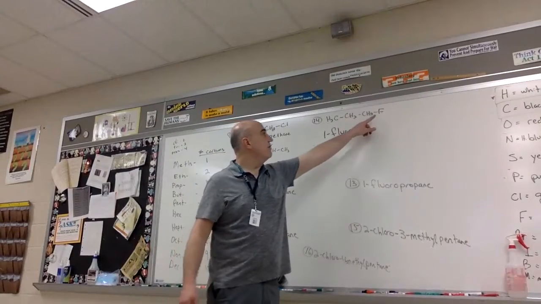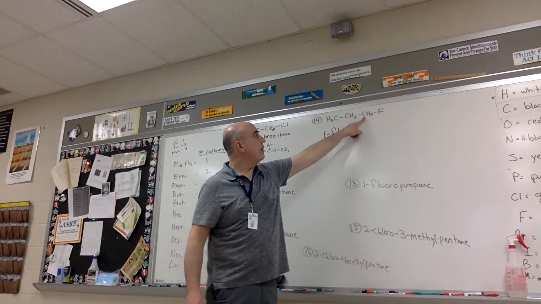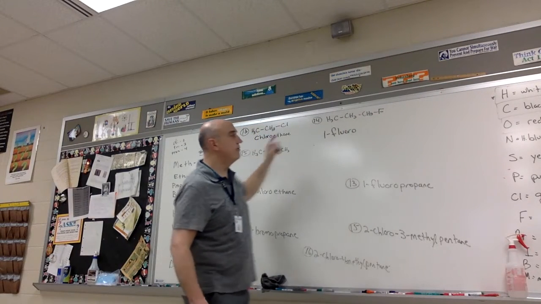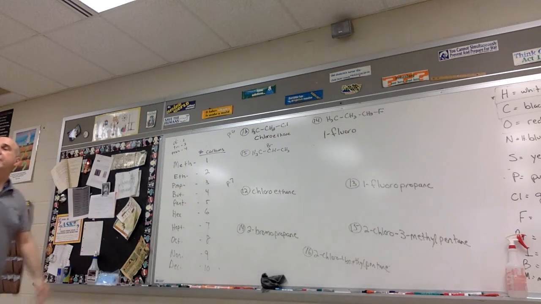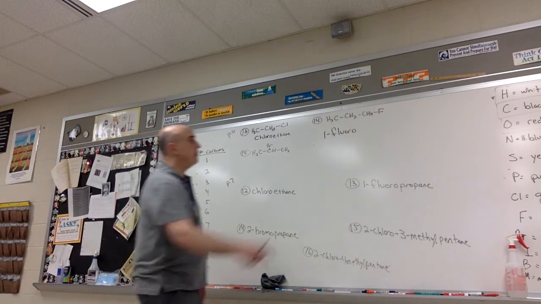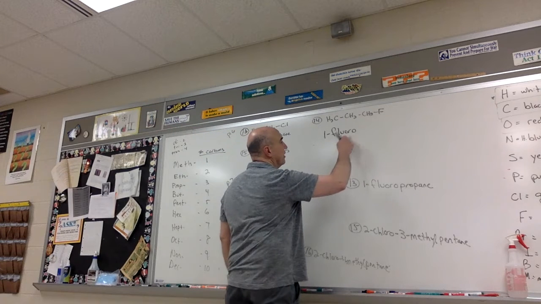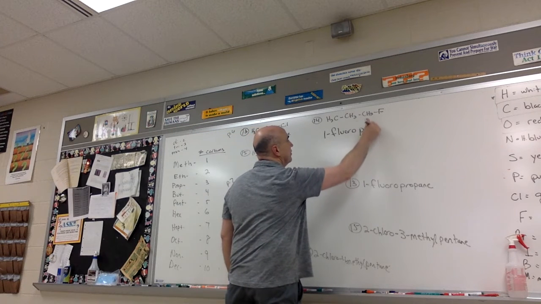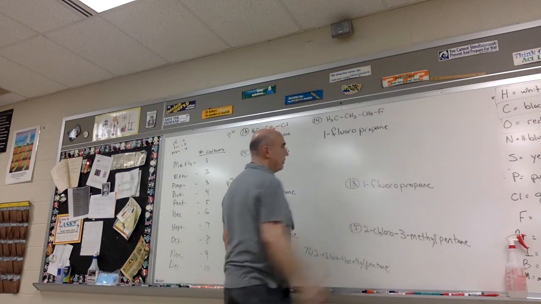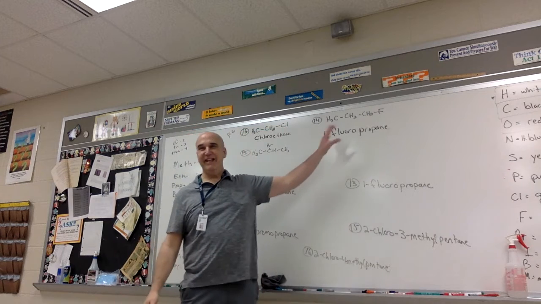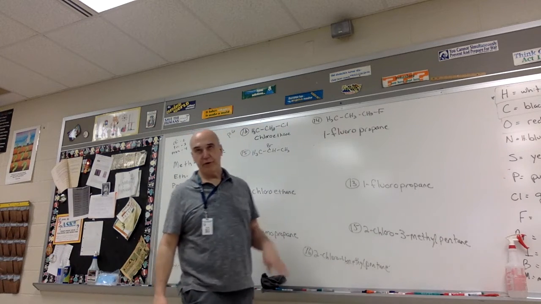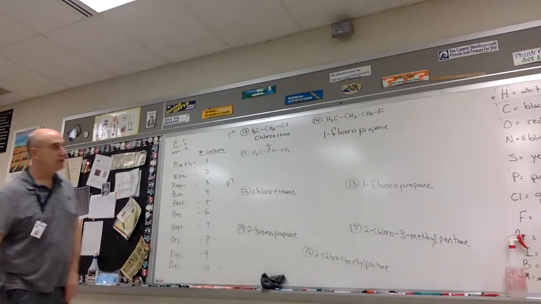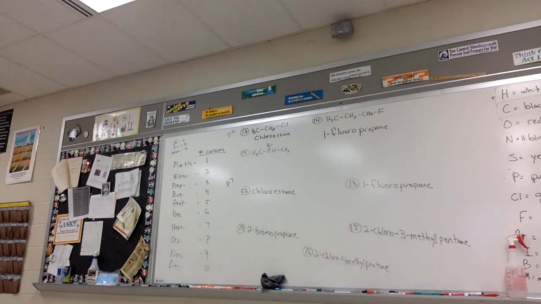Okay, so we have a fluorine attached off the first carbon. There's 3 carbons. What's the name of the 3 carbon alkane? Propane, right? So this is 1-fluoro propane. So again, we just drop the ine ending off fluorine and just put fluoro. 1-fluoro.